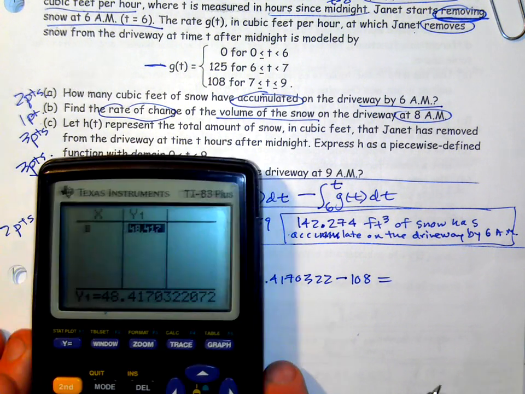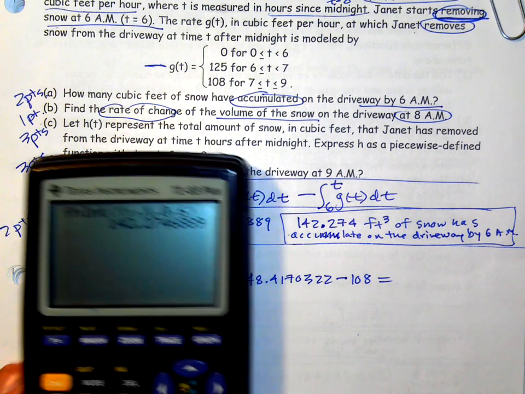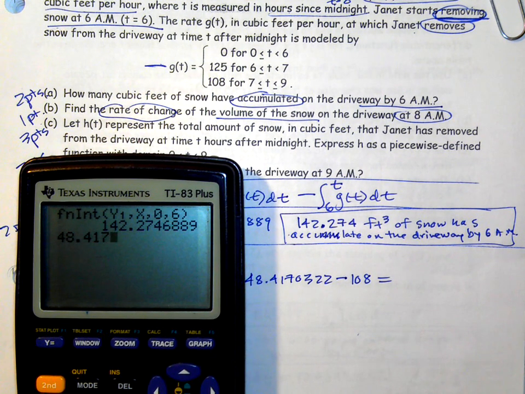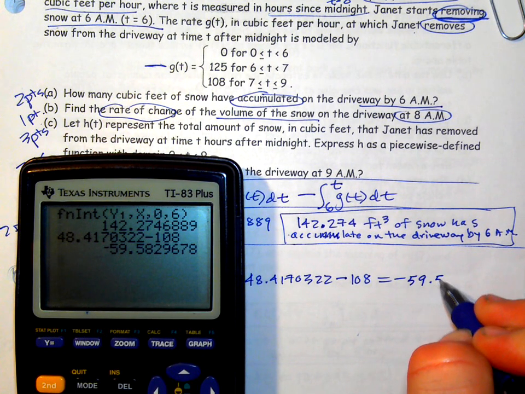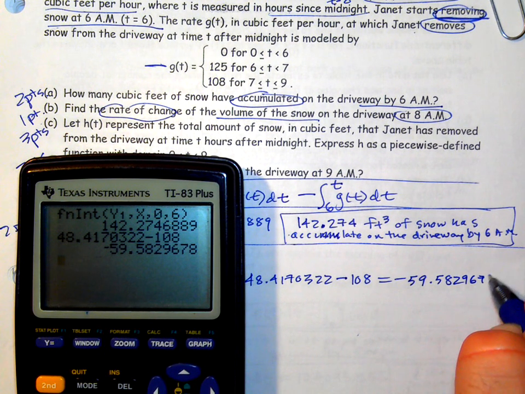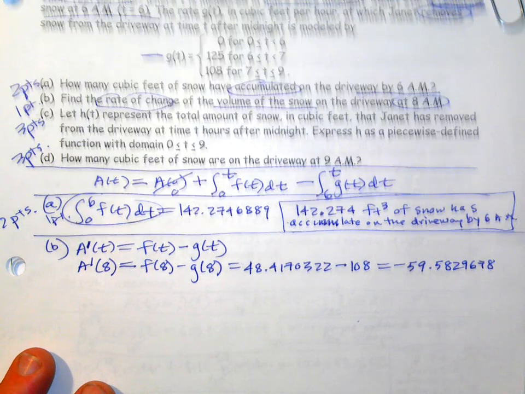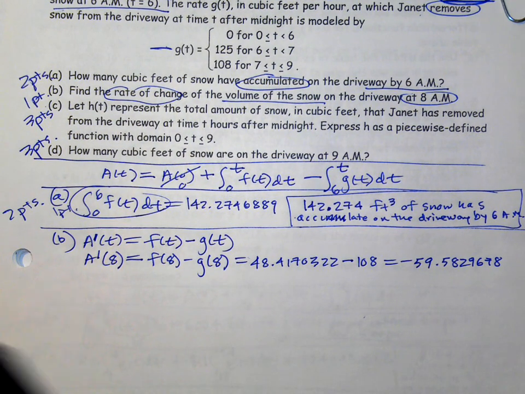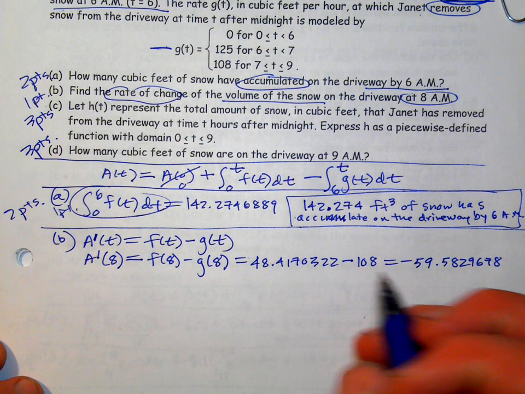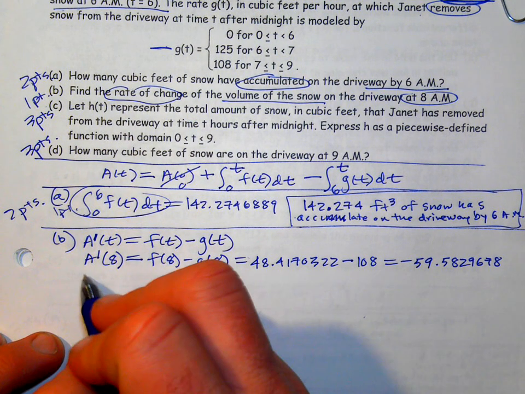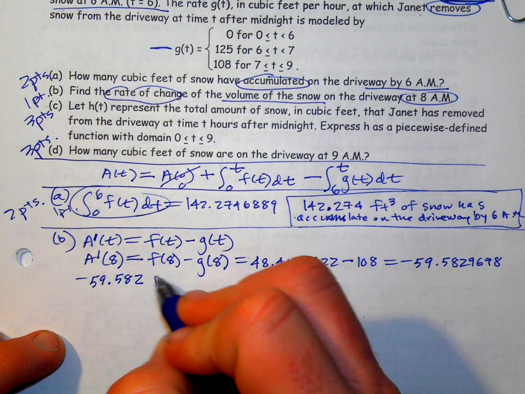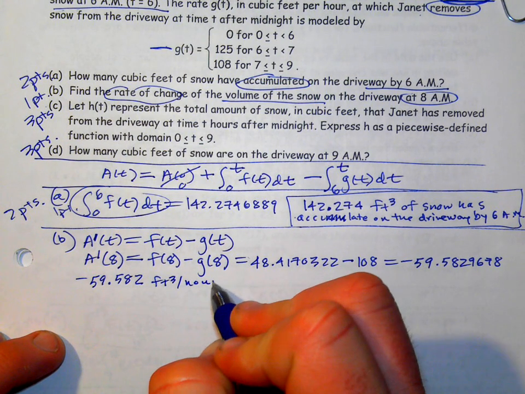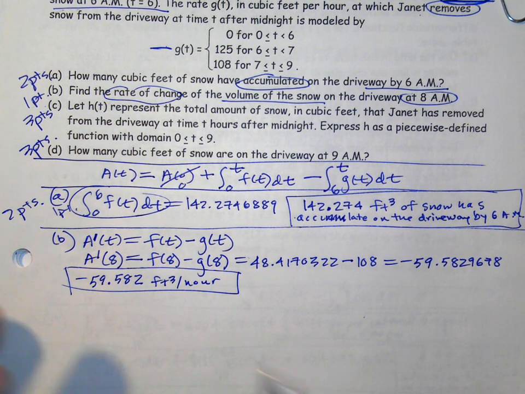And so then we could go back to the home screen and say 48.4170322 minus 108 equals negative 59.5829678. And so we did our calculation. Now we need a, I don't know. Usually they say, all right, and describe it in the context of the problem. So usually, I mean, you could just say the rate is negative 59.582 or 3 cubic feet per hour. We could just say that, or we could describe it in the context of the problem.